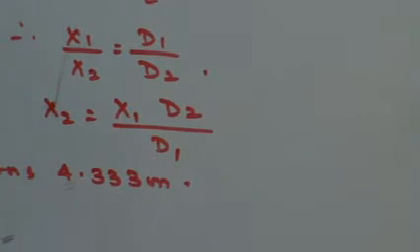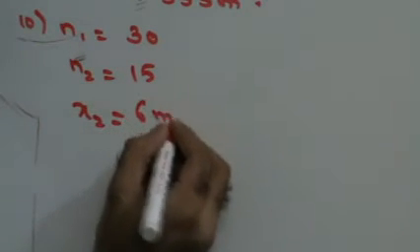Next, take down next one please. Calculate the distance of the 30th right band, if the distance of the 15th right band is 6 millimeters.